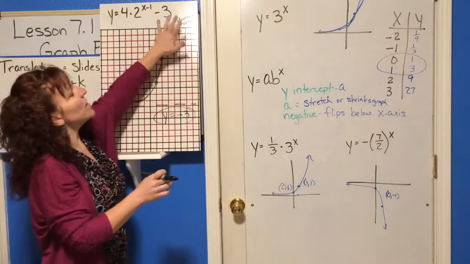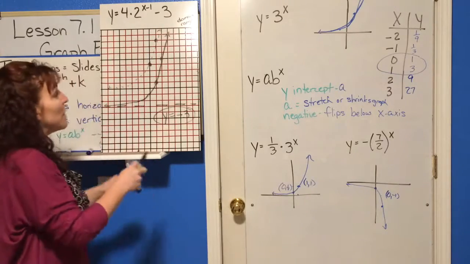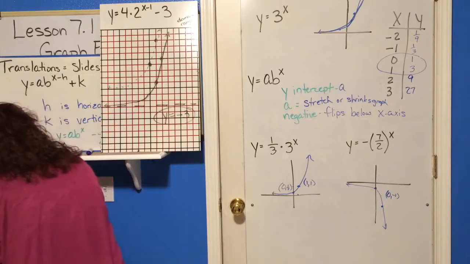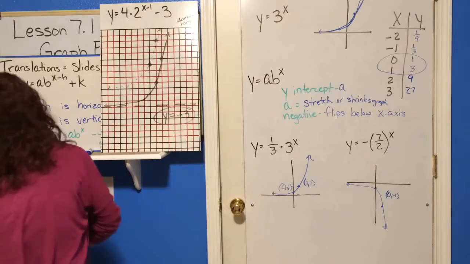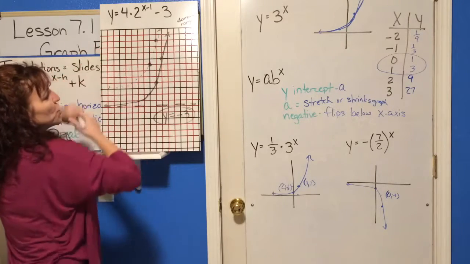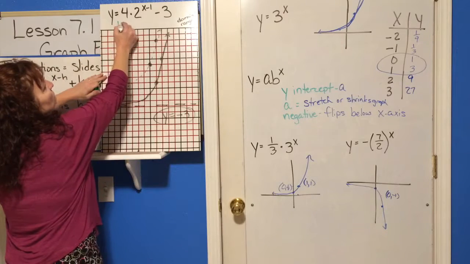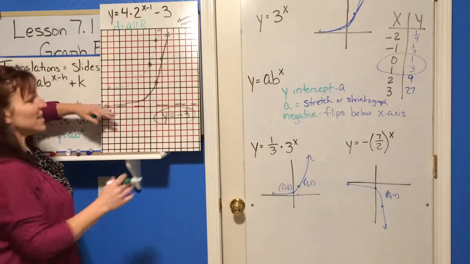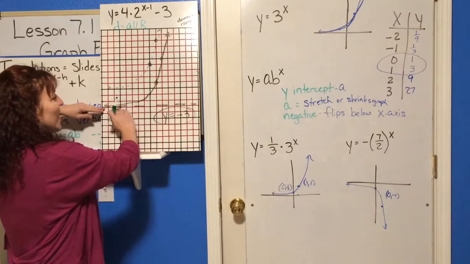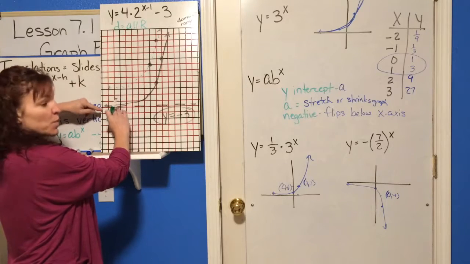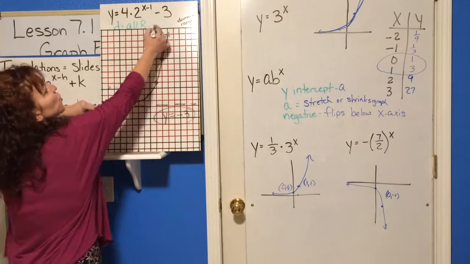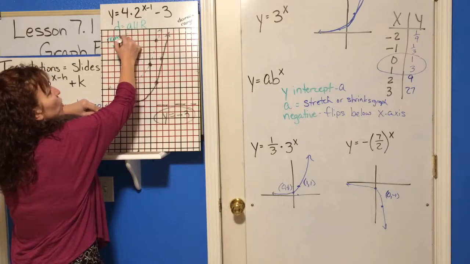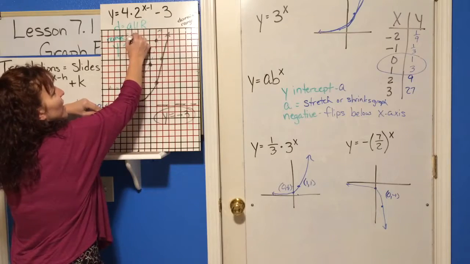So now when I ask, what is the domain and the range? The domain, remember, is the x's, and the range is the y's. So the domain is all real numbers. And the range, though, is the y's. If you'll notice, these y's can't go below this asymptote, this y equals -3 line. So the range is y has to be greater than -3.